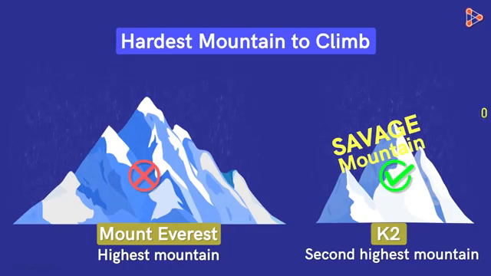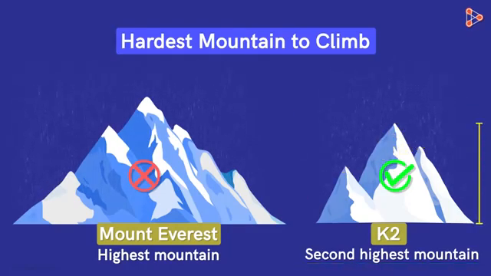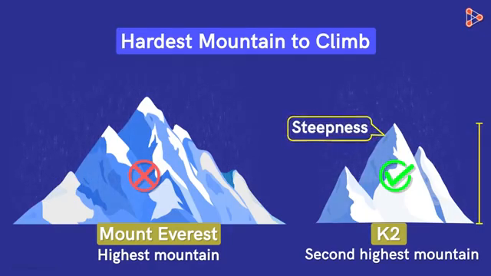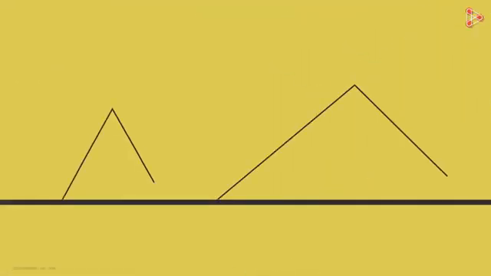It is harder to climb K2 because we know that along with height, there are many other factors to consider. Steepness is one of them. For example, let's consider these two mountains. The right one clearly has more altitude, but the left one will be harder to climb as it's steeper.